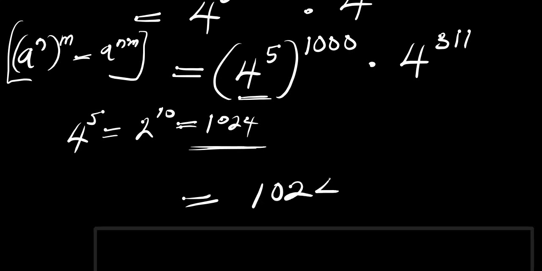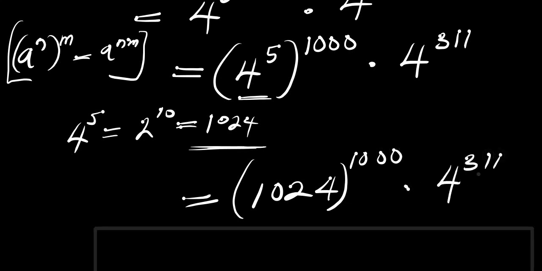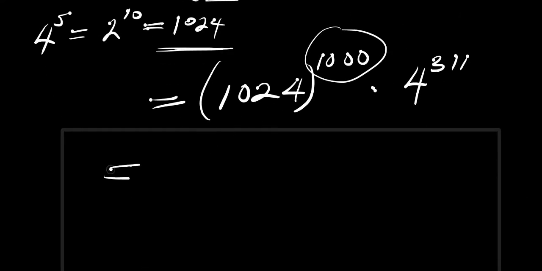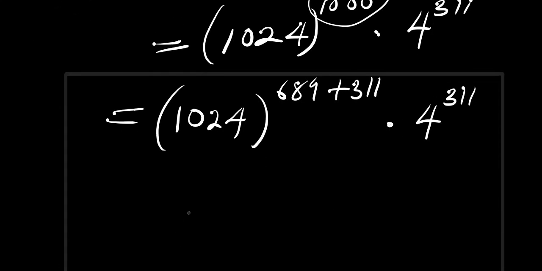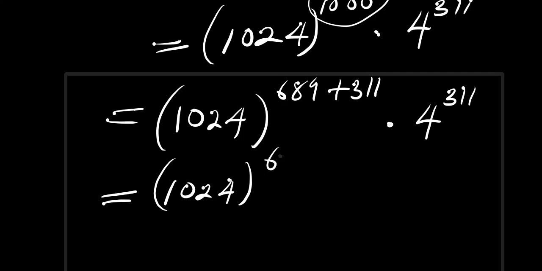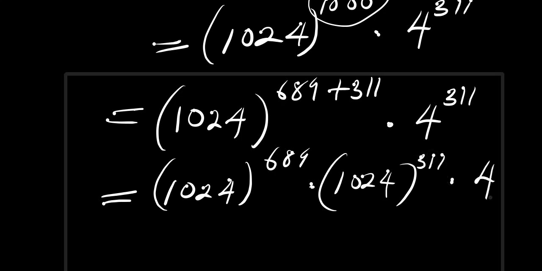We are going to have 1024, and this is raised to the power of 1000 times 4 raised to the power of 311. And also, we can have this 1000 as the summation of 689 and 311. So we do the same thing. We are going to have this equals 1024 raised to the power of 689 plus 311 times 4 raised to the power of 311. Right? So we apply the same identity as well. A power n plus m equals a power n times a power m. So we are going to have 1024 raised to the power of 689 times 1024 raised to the power of 311 times 4 raised to the power of 311.